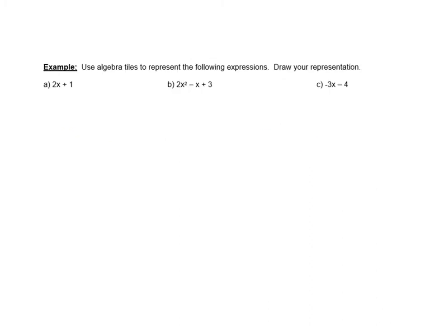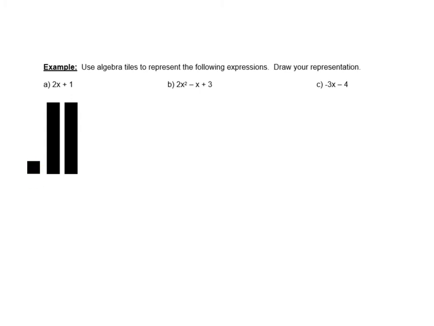So next example says use algebra tiles to represent the following expressions. Draw your representation. So I'm just going to walk you through this example so you'll be able to do the rest of the handout and discuss the final conclusion hopefully you should reach as a result of this handout. So A, 2x plus 1. So to do 2x plus 1, I'm going to need 2 positive x tiles, which you can see there. It says 2x plus 1, so now I'm going to need 1 positive unit tile. And there you go, I have represented 2x plus 1. 2 positive x tiles, 1 positive unit tile.